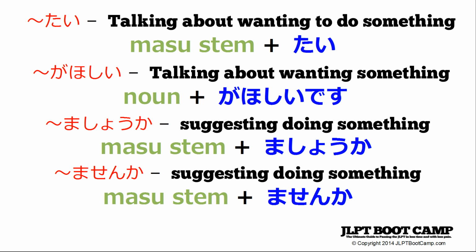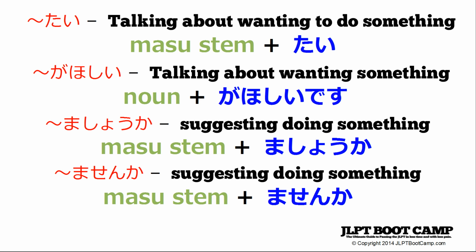So that's it. We went over 4 things today, talking about wanting to do something. That's the masu stem plus tai. Talking about wanting something, an object. That's noun plus ga hoshii desu. And mashouka is suggesting doing something. This has a feeling of let's go and do something. And usually the speaker has more of a say in the decision of doing whatever the activity is.